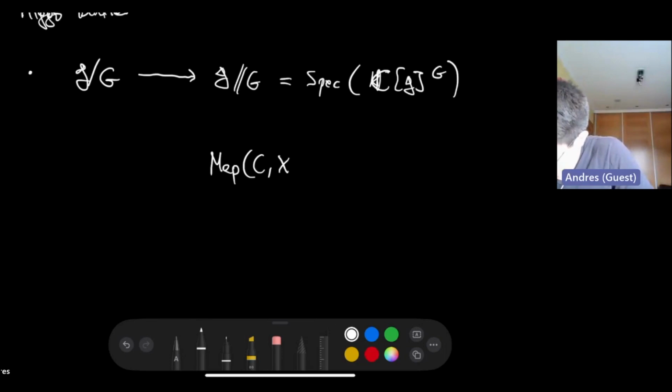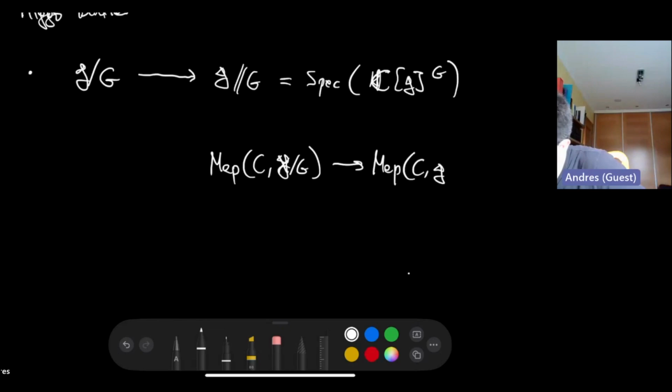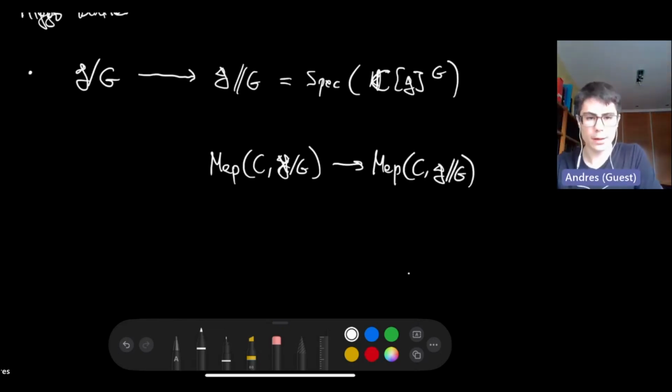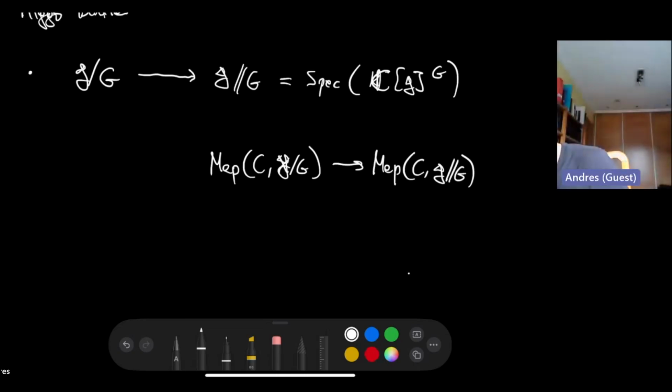So if you have a map from C into X mod G, or again G mod G, well, if I just compose with this morphism, what I'm going to get is a map from C into G mod G. But now this is literally an affine variety. C is a projective smooth curve. Any morphism into this affine variety just factors through a point. So actually morphisms from C into G mod G is just the same thing as specifying the point where this curve maps to. So we have a morphism from our moduli problem into this affine GIT quotient.